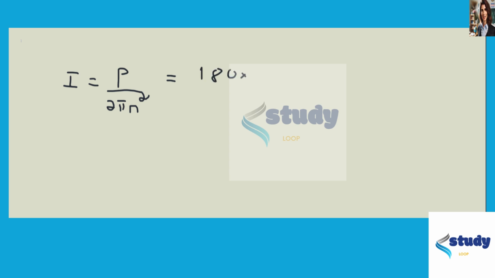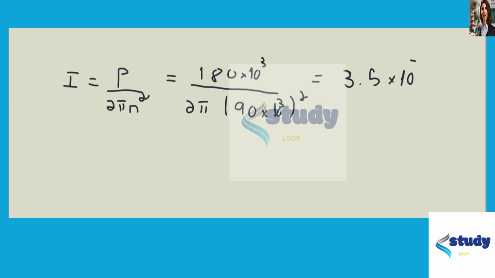180 times 10 to the 3 watts divided by 2 pi times (90 times 10 to the 3) squared. This is the distance of the aircraft, squared. Everything is in meters, so this gives us 3.5 times 10 to the minus 6 watts per meter squared.